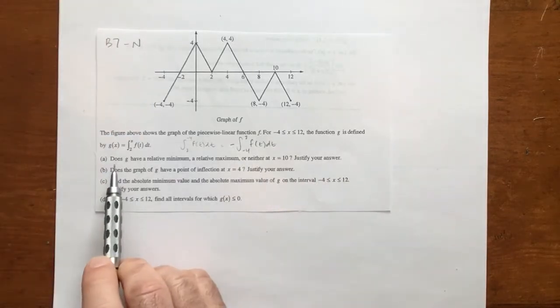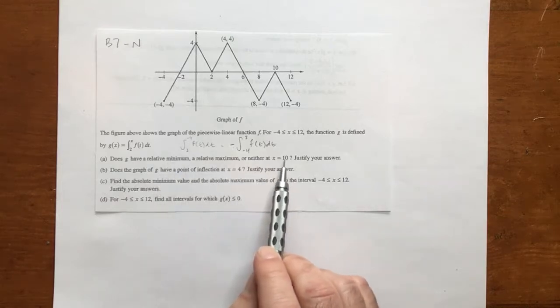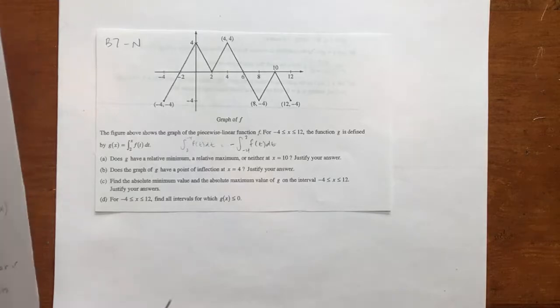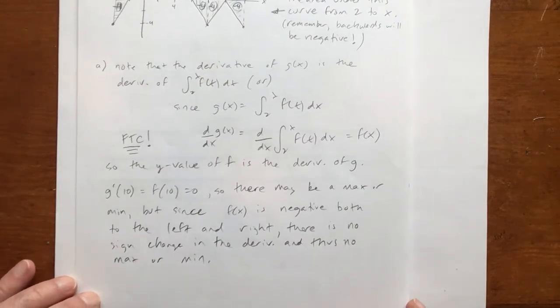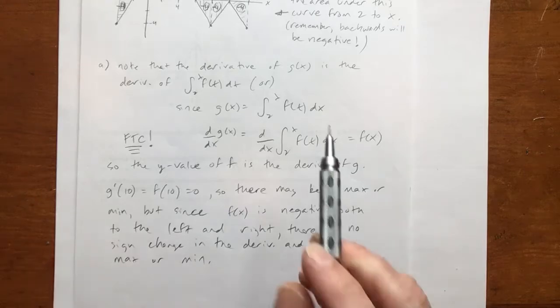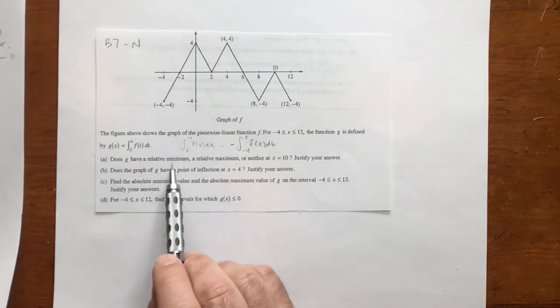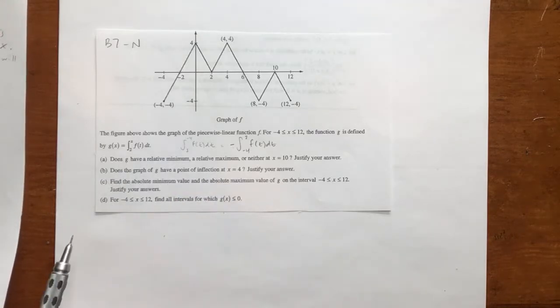All right, so problem A. Does g have a relative min, max, or neither at x equals 10? Okay, so x equals 10, I'm right there. Like I said, this is a more challenging problem than we've done. If you think about it, if we're looking for a min or max, we're being asked a question about the derivative of g.